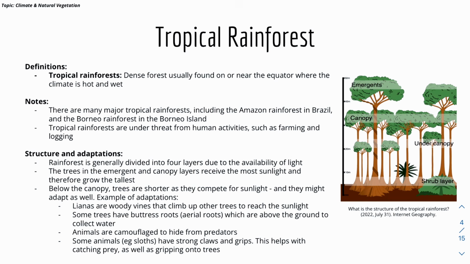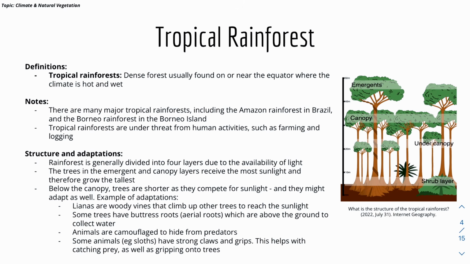And then we have tropical rainforest. Here's a definition of tropical rainforest. It's dense forest usually found on or near the equator where the climate is hot and wet. There are many major tropical rainforests, for example the Amazon rainforest in Brazil and the Borneo Rainforest on Borneo Island, which we will look more into in the coming slides for the case study.